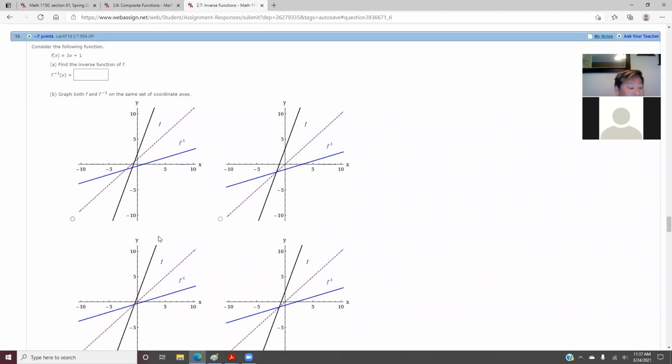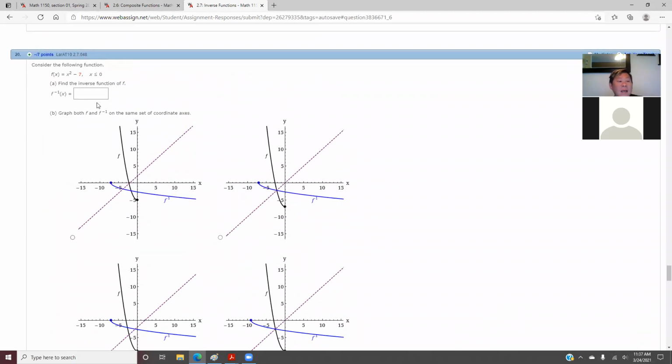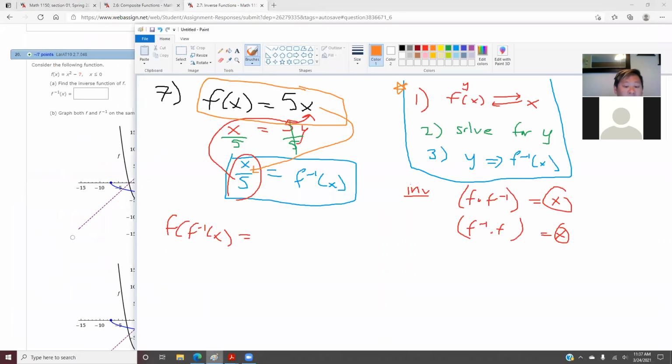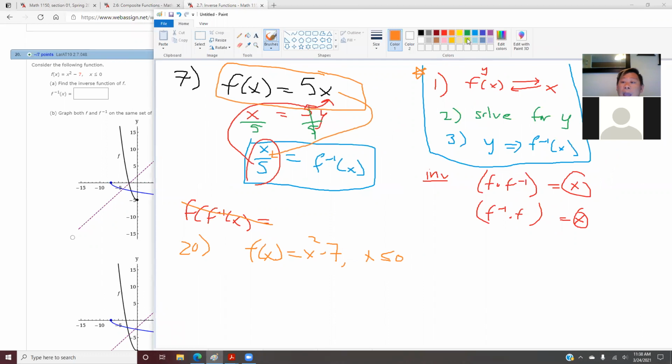Next we'll talk about here is number 20. So again, it's asking us to find the inverse of x here. So we're going to use the same procedure, the 3 steps procedure that we have. It's given us that f of x equals x squared minus 7, and x in this case is less than or equal to 0. So this x less than or equal to 0 is what we call a domain restriction.